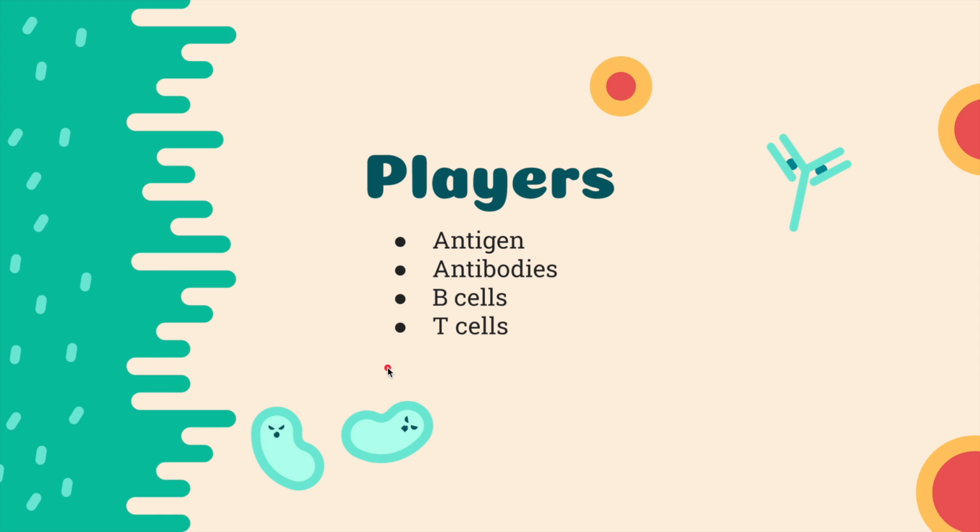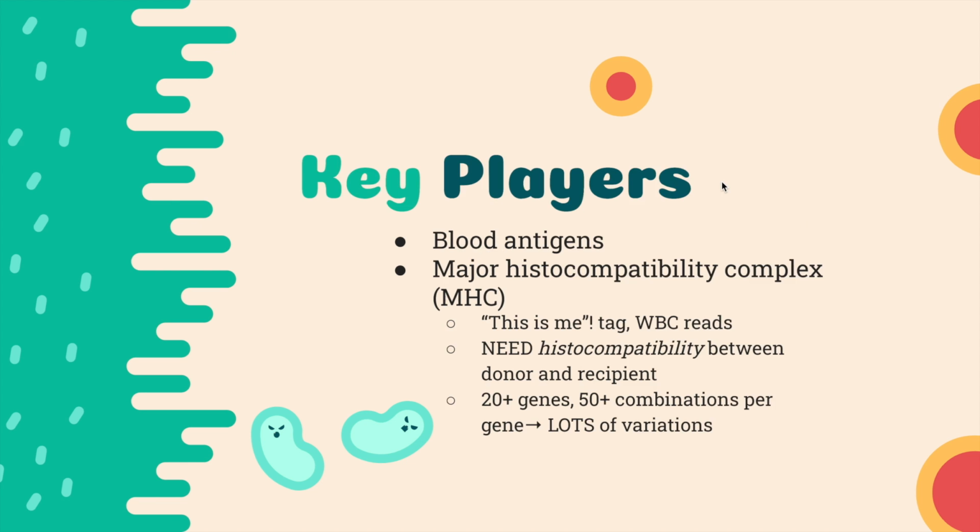The key players you need to know are first antigens, which are like bacteria, viruses, toxins, or even a diseased cell that the body recognizes as non-self. Antibodies are proteins produced in response to a specific antigen that circulate the body. B cells make antibodies, and T cells are activated by foreign antigens and kill target cells.